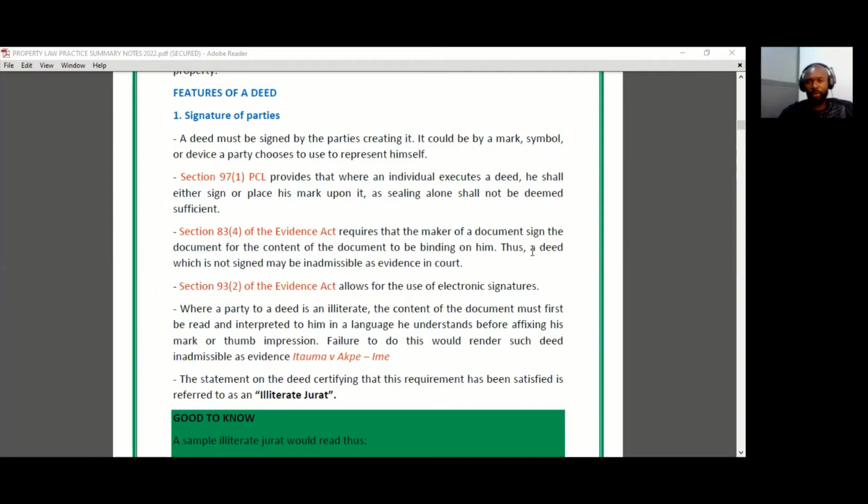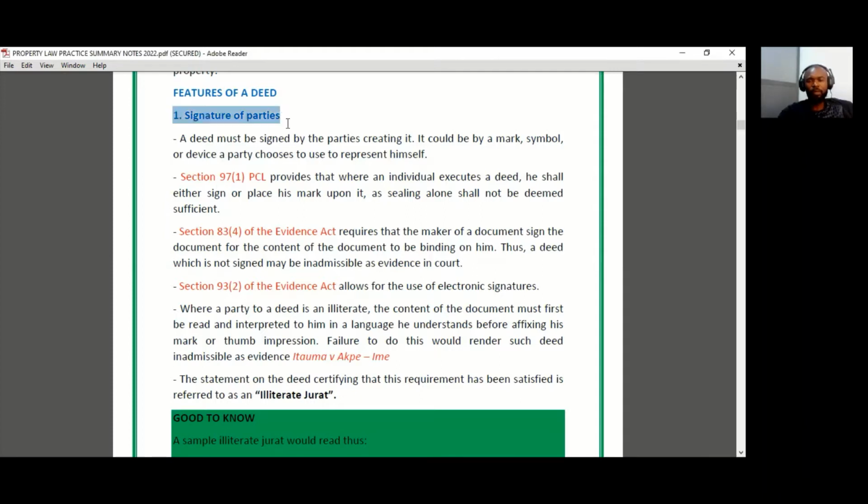Hello, so today we're going to be looking at the features of a deed. Of course, a deed is one of the most important drafts you'll be doing in property law practice, and is that instrument by which you can convey legal interest in property from one party to another party. So the first feature we have is the signature of the parties.